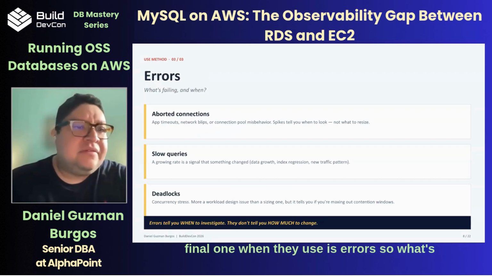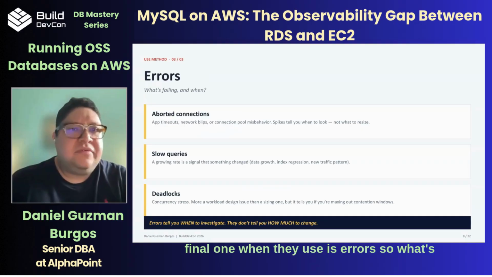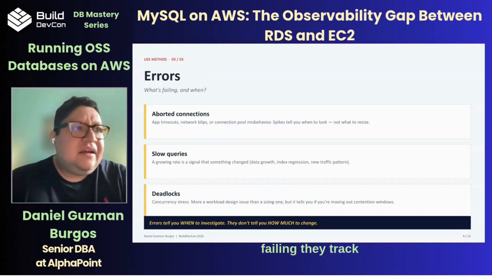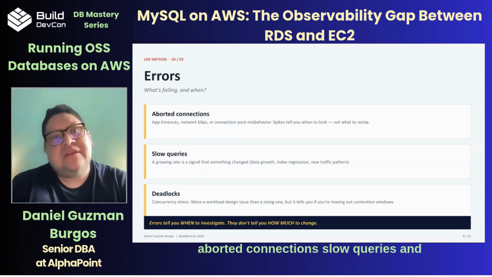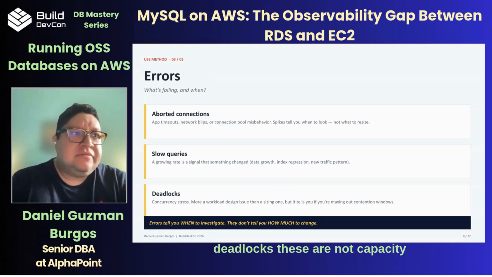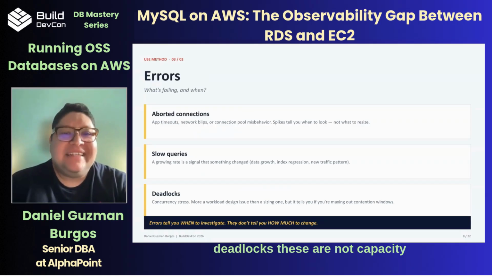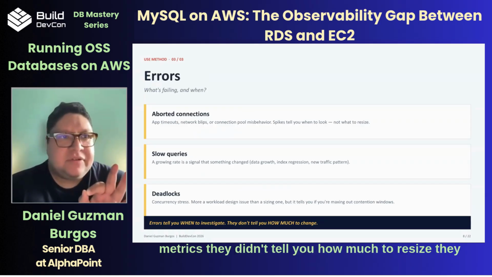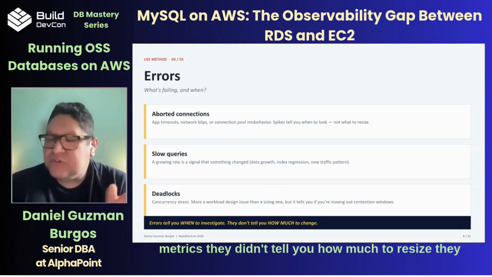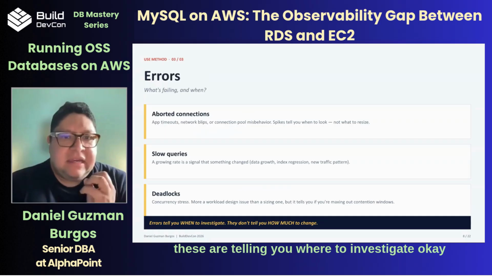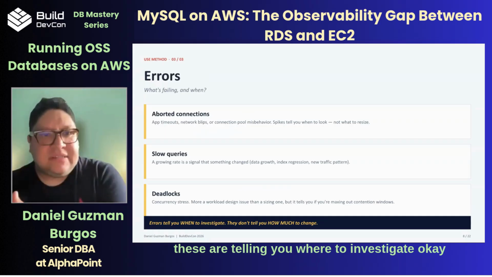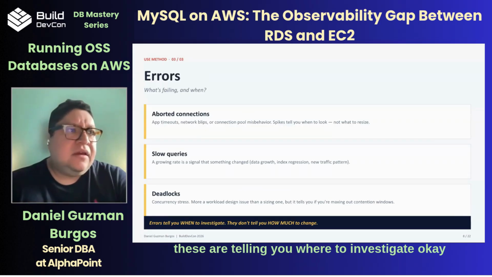The final one on the USE method is errors. So what's failing? I track aborted connections, slow queries, and deadlocks. These are not capacity metrics. They don't tell you how much to resize. These are telling you where to investigate, okay?